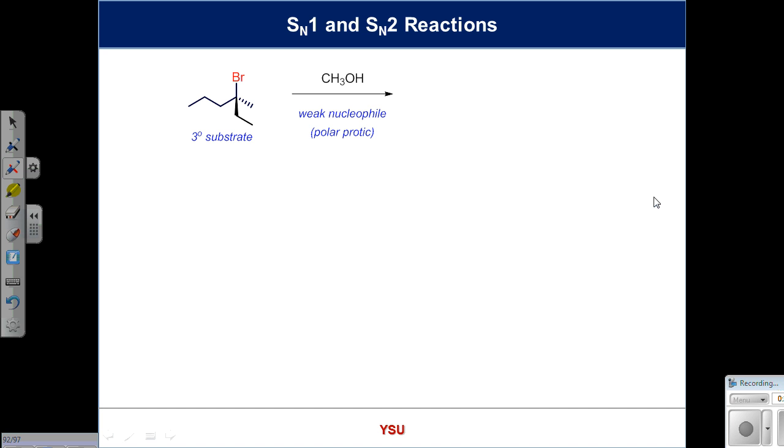How do I know this is going to be SN1? It's a tertiary starting material. You have a weak nucleophile. How do I know it's a weak nucleophile? It's neutral. It is also polar protic. They are good conditions for an SN1 reaction. Why not SN2? Too hindered. Why not SN2? Polar protic stabilizes the nucleophile. That's no good. So that is going to tell you it's an SN1 reaction.